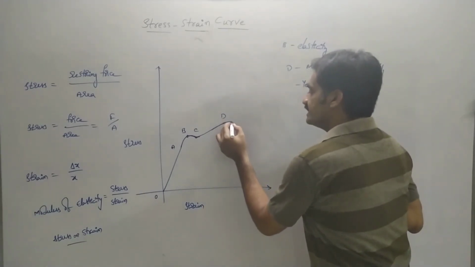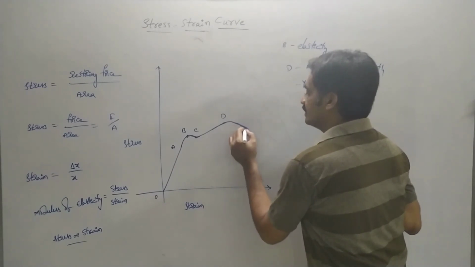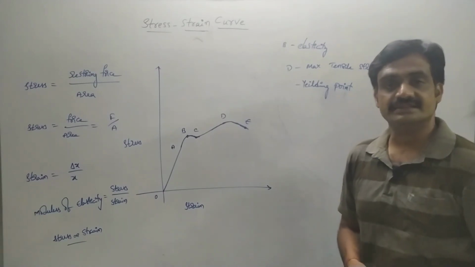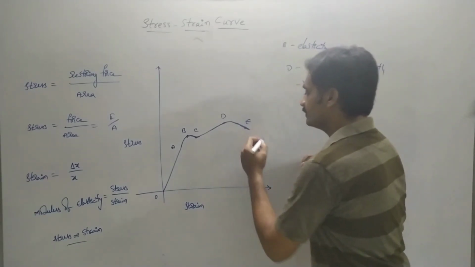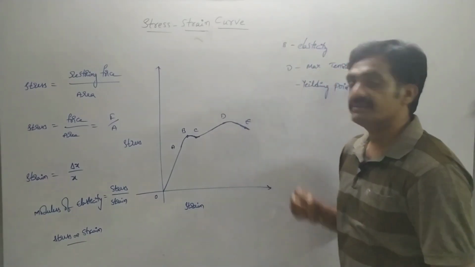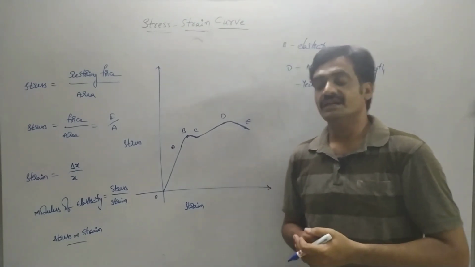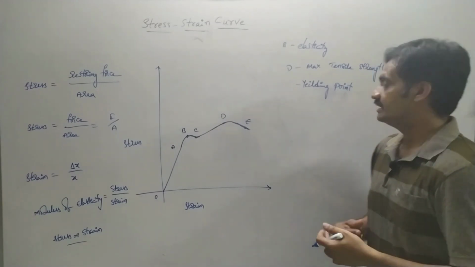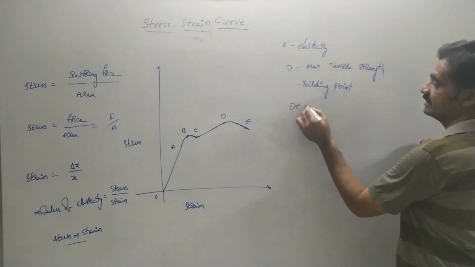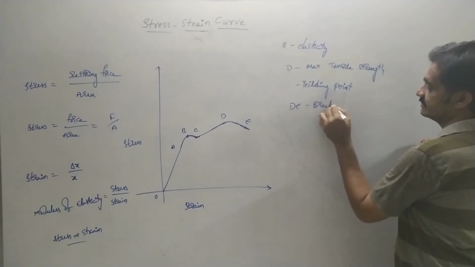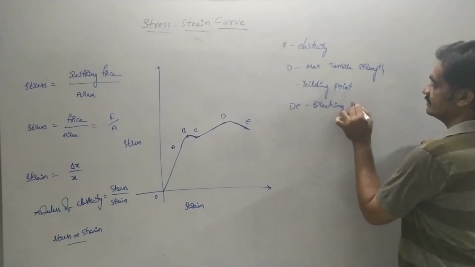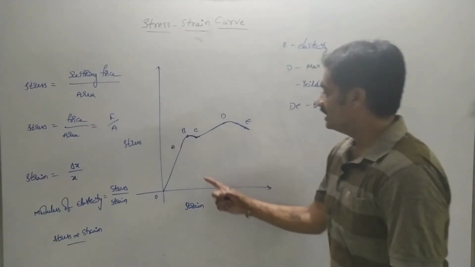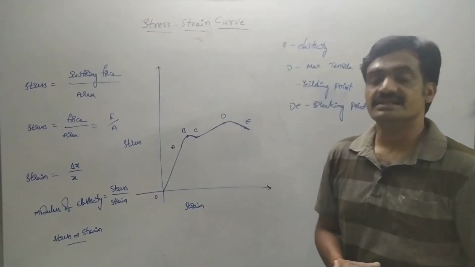If still the stress is applied on the wire up to point E, the wire goes beyond the yielding point and starts breaking. So this point E represents the breaking point of the wire. In this way we can represent the stress and strain curve.